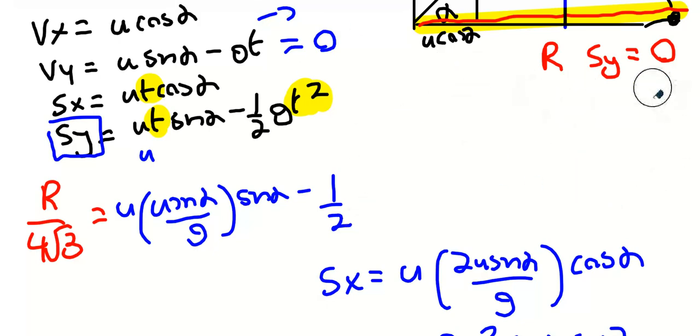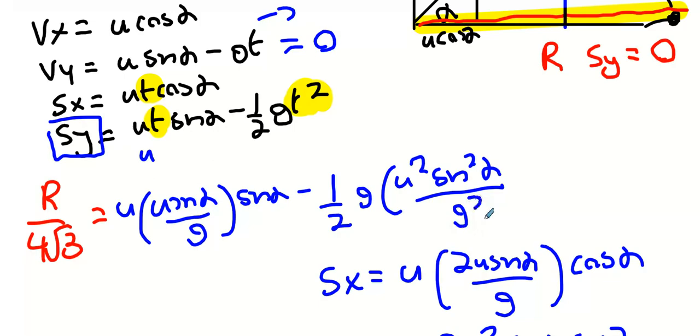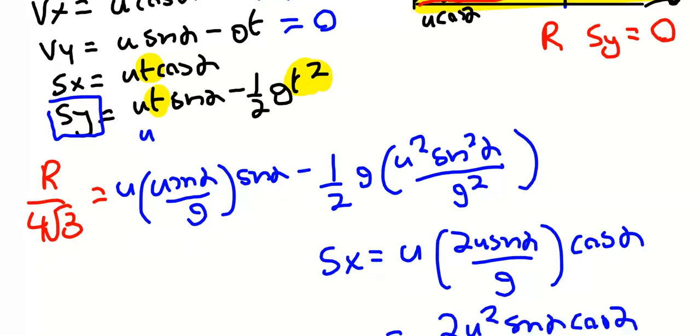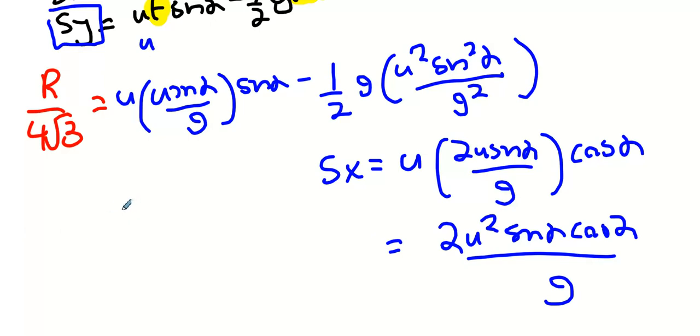G. Yeah. And what do I have to do with my time? Square it. So I'm going to square the u to get u squared. Square the sine to get sine squared over g squared. We all good? Now, something starts to cancel here, okay? So what do we get here?